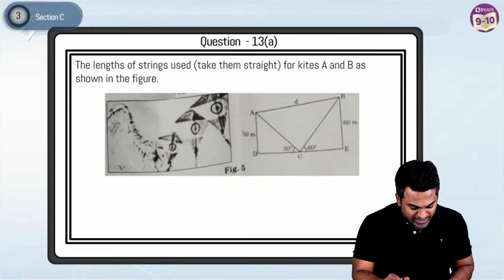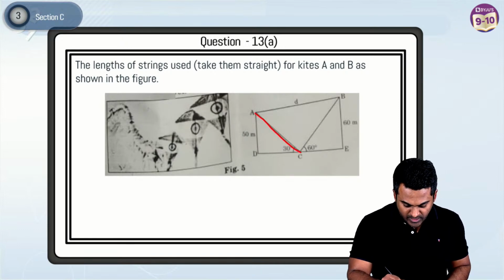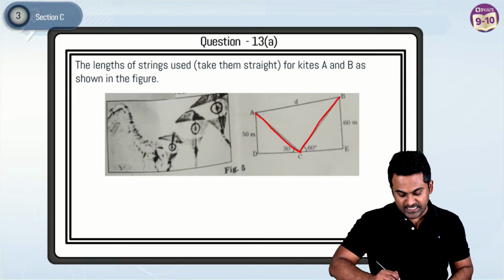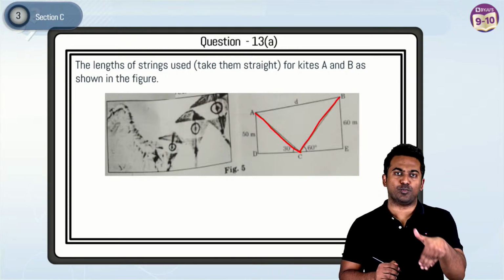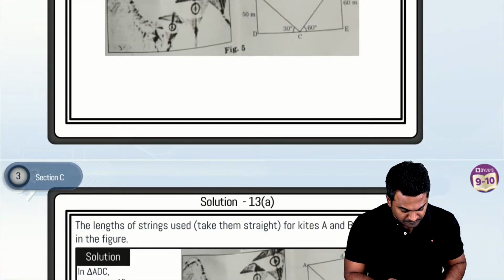Length of the strings used to find. So if this is it, this is the length of the first string. AC is what we are after, and BC. So AC and BC are going to be the length of the strings. Let's go ahead and check out how this is done here.